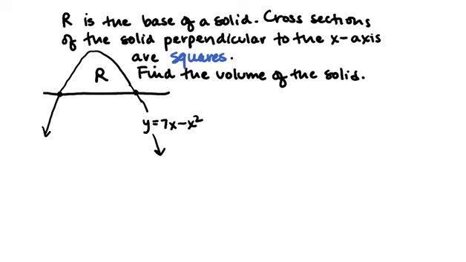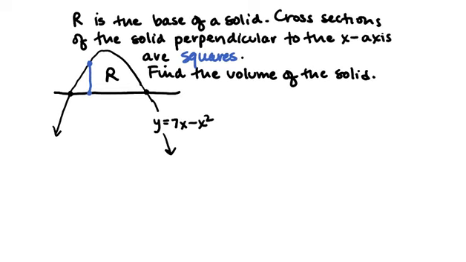Next, I'm going to work with the same region, except I'm going to build on top of it cross-sections perpendicular to the x-axis that are squares. This is similar to the last one, except here the height of the object is going to be considerably more, because remember the height of a square is the same as its base. So this is going to be a strange looking object, but we're going to take the same approach to write an integral to represent the volume.